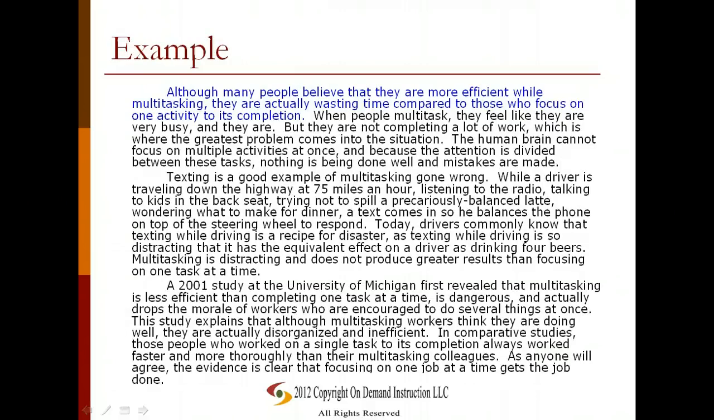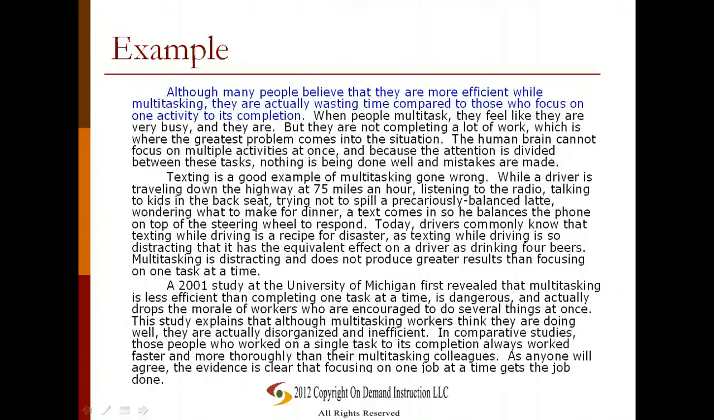Here's an example of a pretty well written short response here. The thesis statement is highlighted in blue so that it stands out, and then everything else is in black. Let's take a look at this. Although many people believe that they are more efficient while multitasking, they're actually wasting time compared to those who focus on one activity to its completion. When people multitask, they feel like they are very busy, and they are.